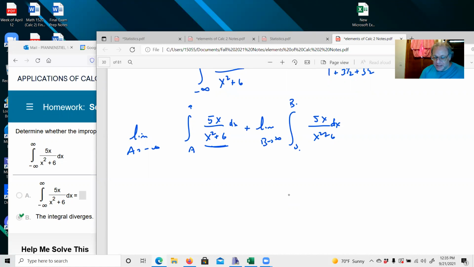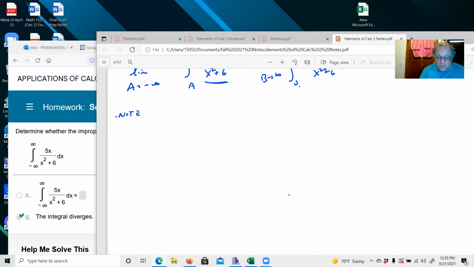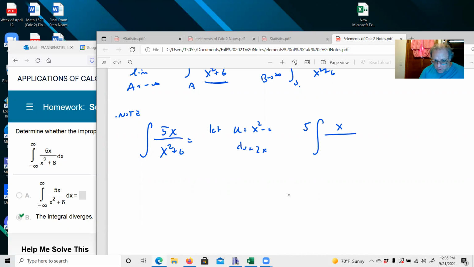Let's be a little bit clever about this. Note off to the side, what is the indefinite integral of 5x over x squared plus 6? Well, we're going to say let u equal x squared plus 6. du will be 2x dx. So we're going to move the 5 out. We have x over x squared plus 6 dx, and what I'd like to do is make it look like my du. That's what we're trying to do here.